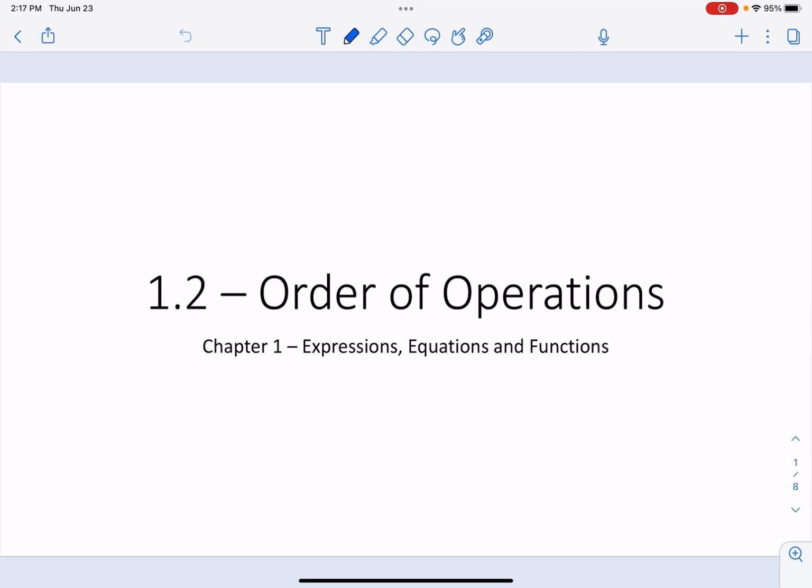Today we're going to be talking about order of operations, and this is a really important mathematical concept. This is something that comes up a lot, and we use pretty much every day in our mathematics courses.